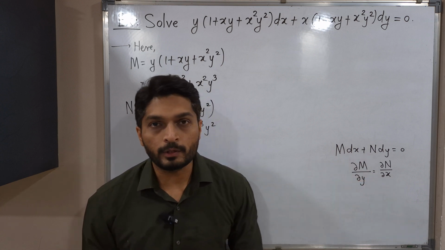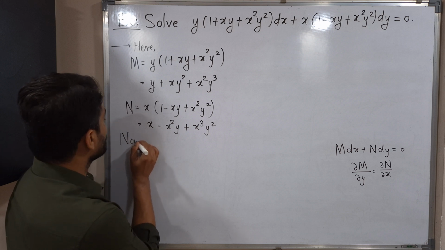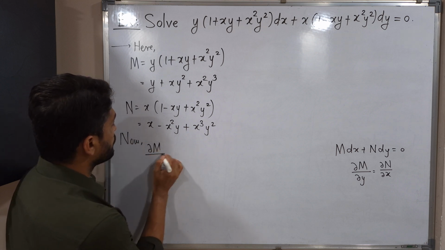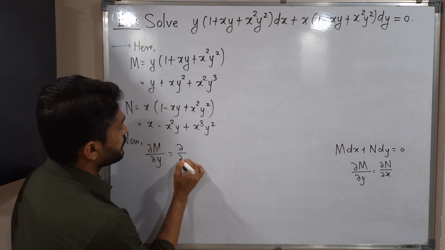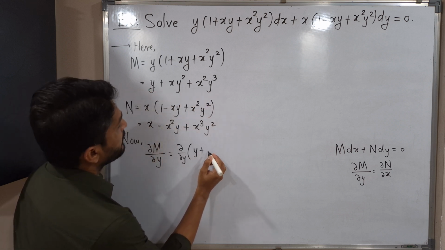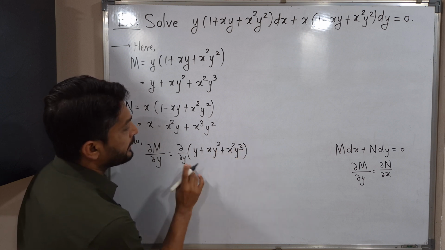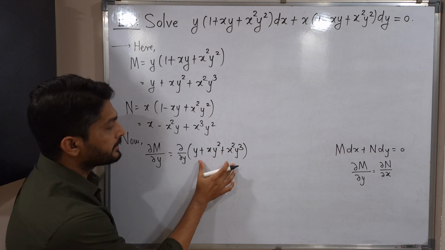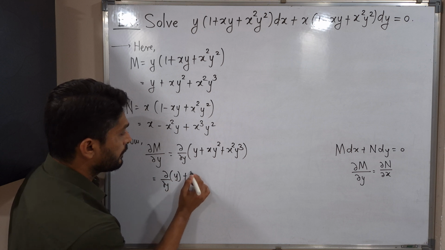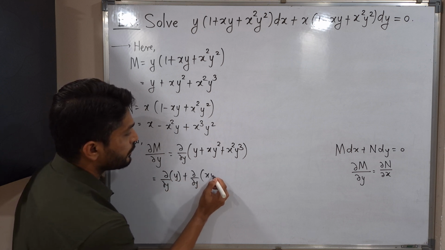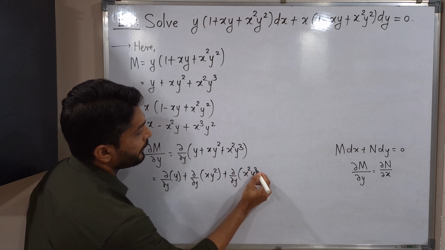Let us find the partial derivatives and check whether both of them are same or not. Now, the partial derivative of M with respect to y. So what is my M? We have to find its partial derivative with respect to y. Let me write the M here. You can easily see three terms are there. Addition is there. We can take separate derivatives. So derivative of y, derivative of this xy square, and derivative of x square y cube.